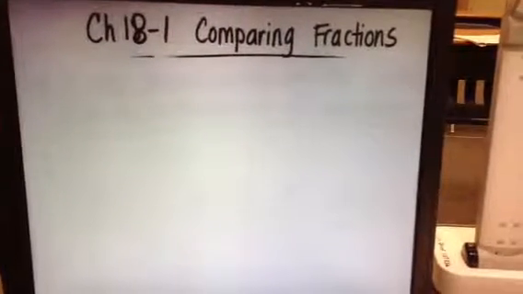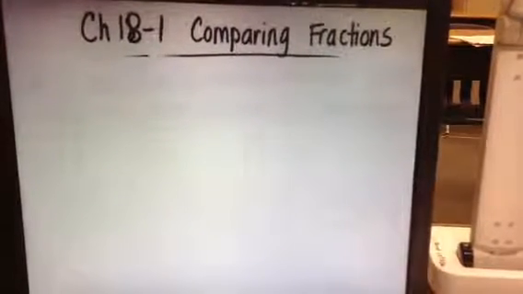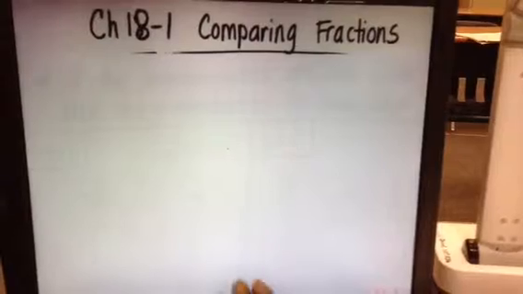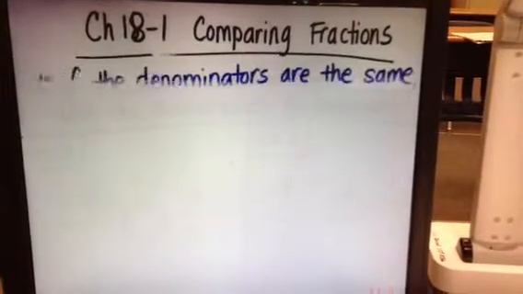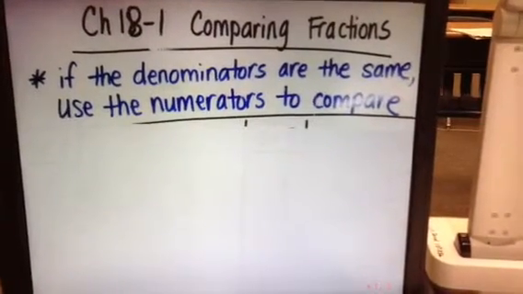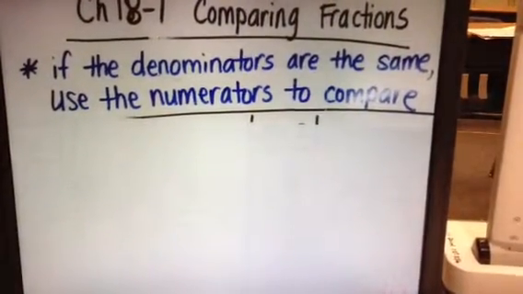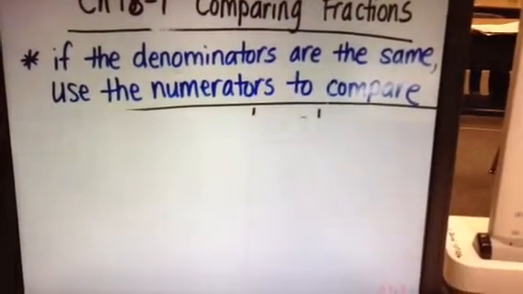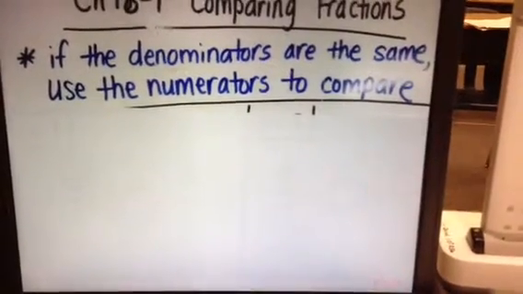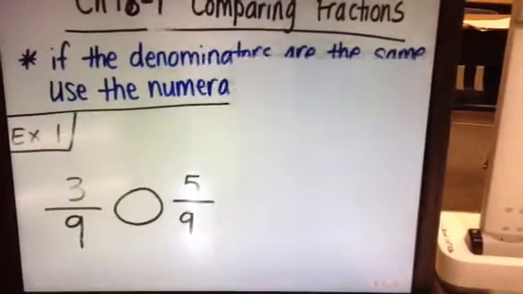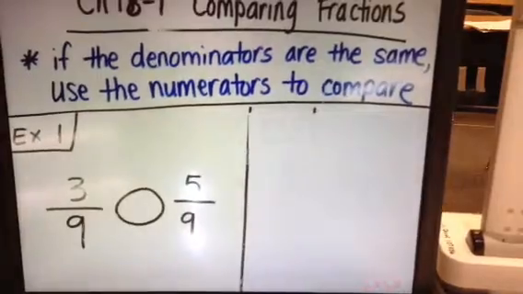Today's lesson is going to be about comparing fractions, Chapter 18, Lesson 1. The important thing you need to know for this lesson is that if the denominators are the same, you can use the numerators to compare the fractions. So we're going to start with example 1 to show you how to do this.